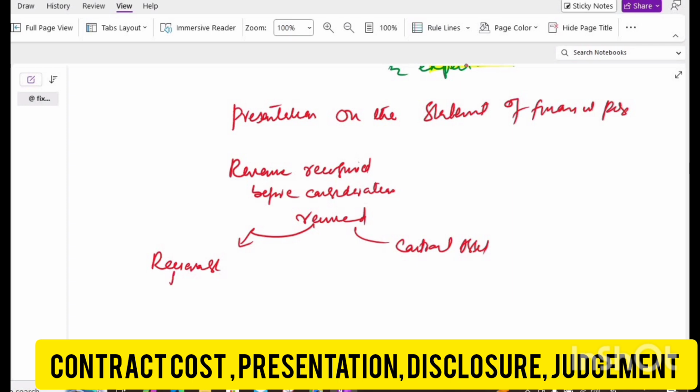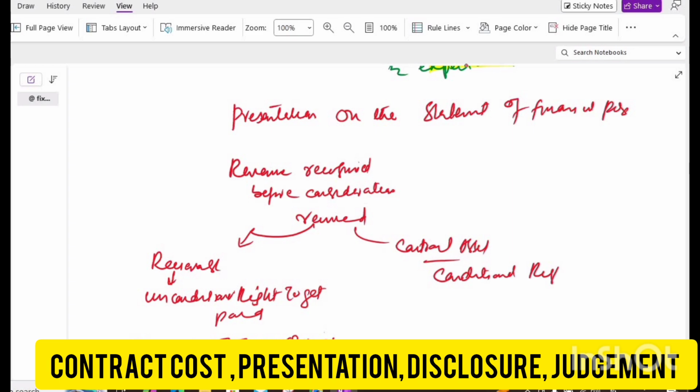By receivable, this is the unconditional right to get paid, but you need time for this. So only the passage of time is required. Clear? And what about a contract asset? Contract asset, this is the conditional right to get paid. Clear?